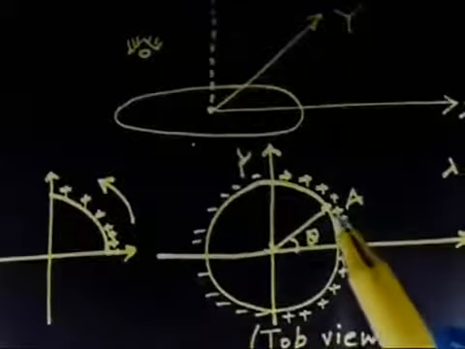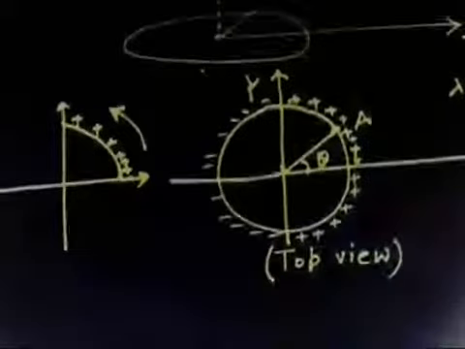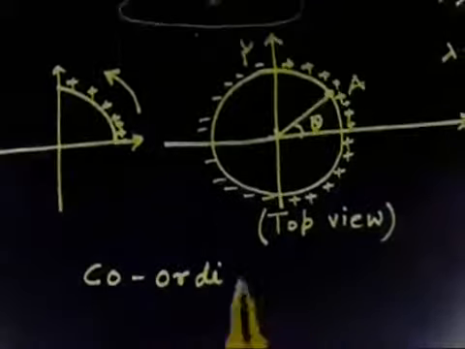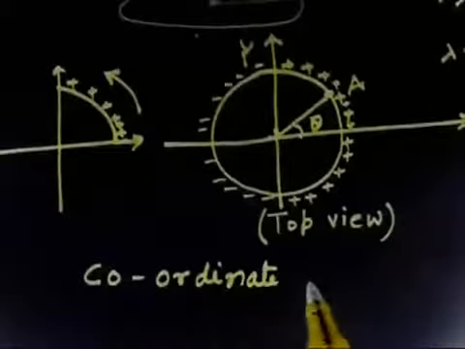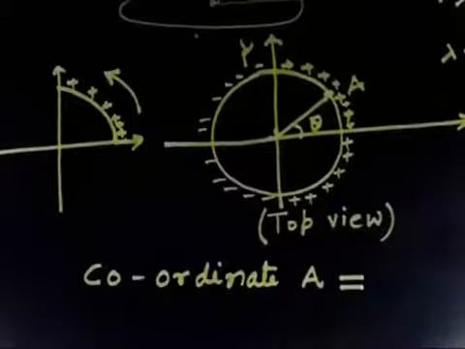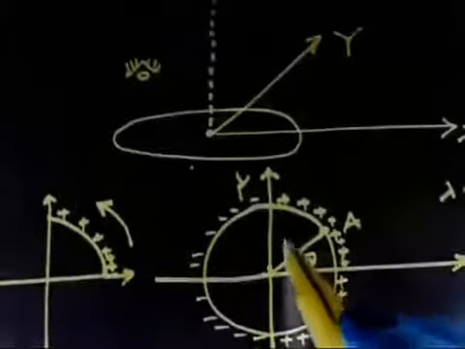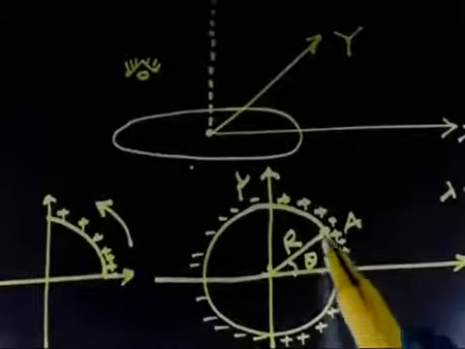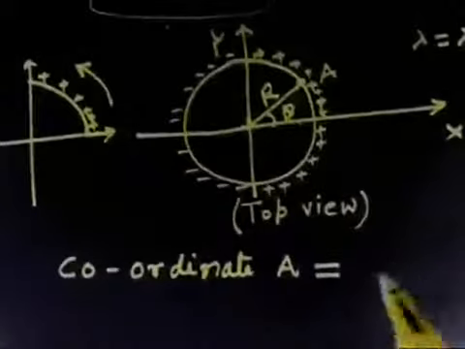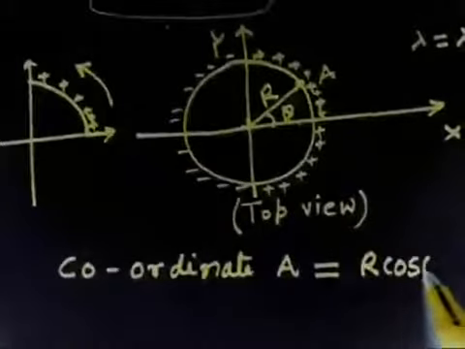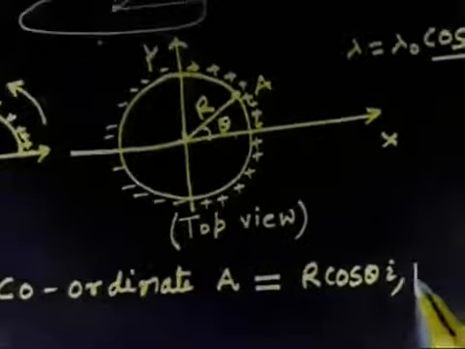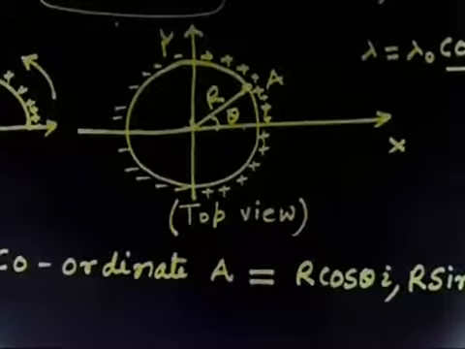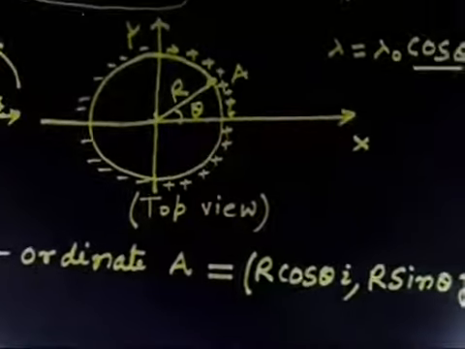Now let us find the coordinate of point A. That is my target. Let us say the radius of this ring is r. Along the x-axis this is r cos theta, and along the y-axis this is r sin theta. So the coordinate is r cos theta i plus r sin theta j. Simple. This is the coordinate of my point A.